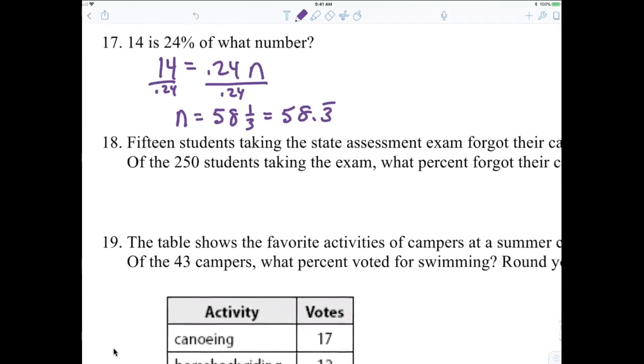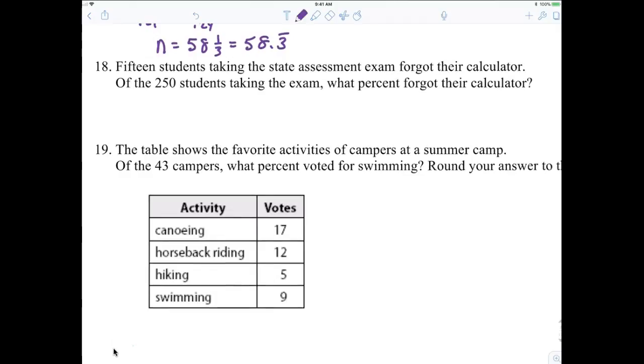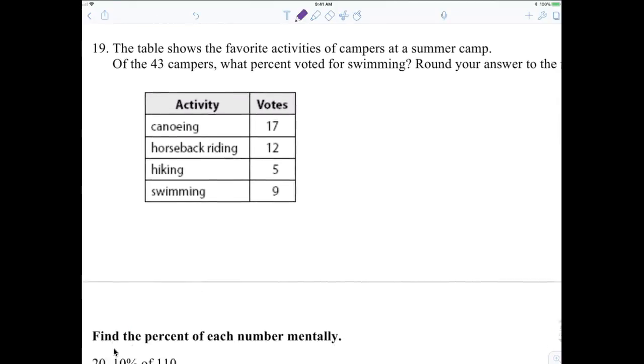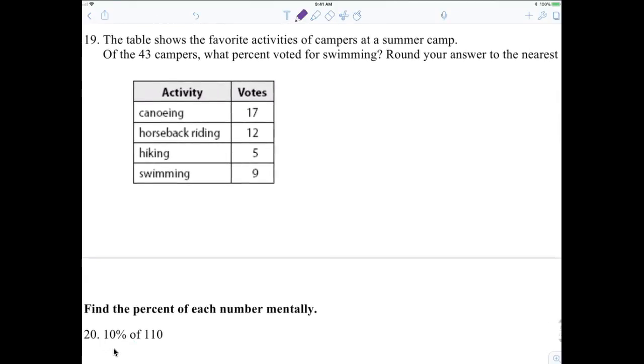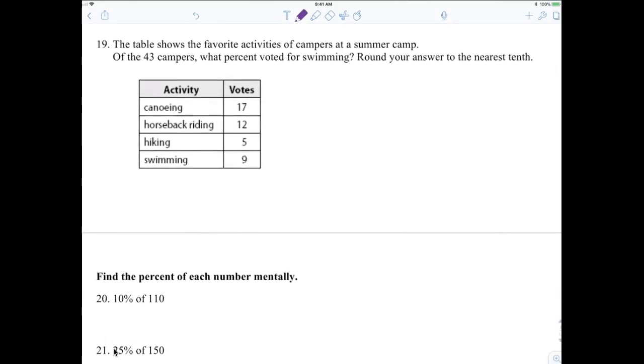All right, here we go. So now let's take a look at 18. I'm sorry, 19. It says the table shows the favorite activities of campers at summer camp. Of the 43 campers, what percent voted for swimming? Super, super important. Abby, what are you thinking?